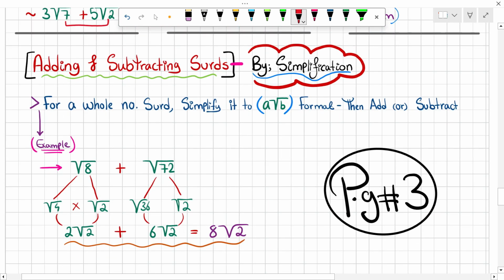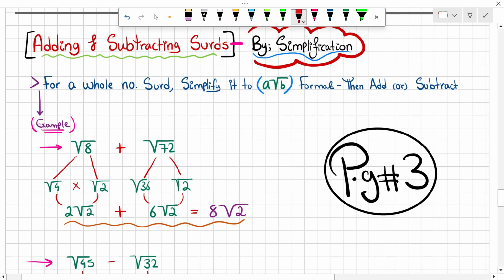So that was one way to add and subtract them. Another way is by simplification. If we have two surds that can be simplified by using common factors, we can also do that. For example, root 8 plus root 72.